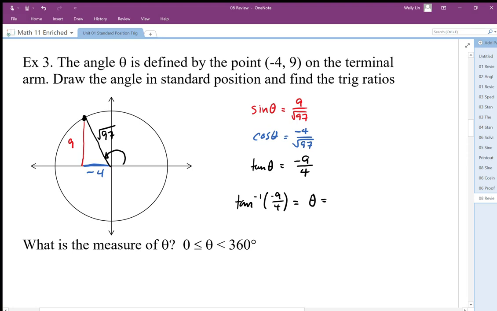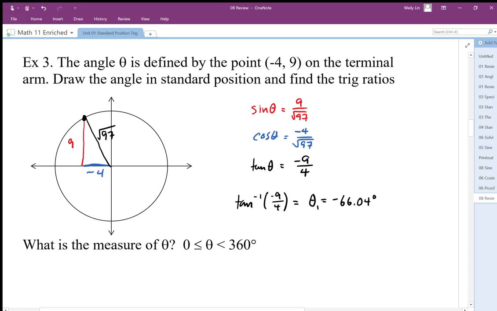So I have -9 over 4, and I'm going to arctan this. So inverse tan. And I end up with -66.04 degrees. And that's my theta1. That's what comes from my calculator.